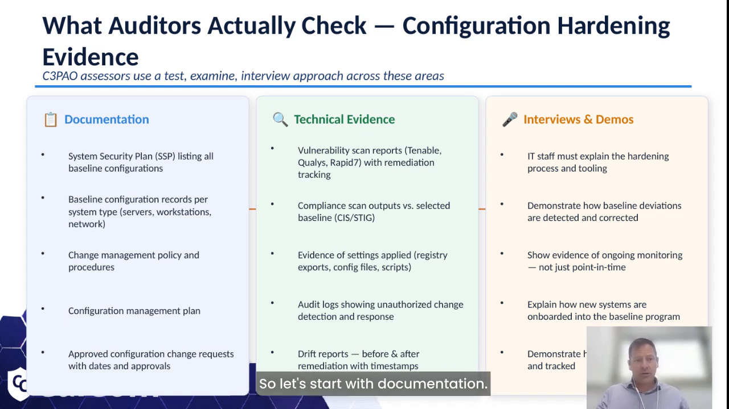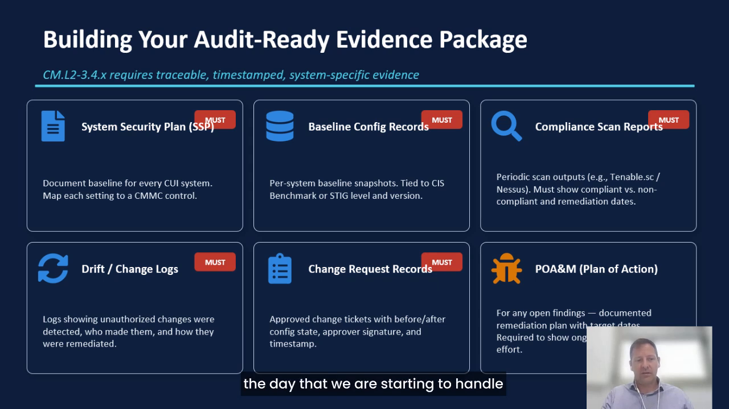So let's start with documentation, and documentation should start from the day that we are starting to handle this topic of secure configurations. The first thing is, of course, to have the full listings of all the baselines. So per operating system, per application, we would like to have a detailed documentation of a baseline. It can be a PDF, it can be a spreadsheet. But it's very important that when our assessor is coming in asking, hey, please let me see your baseline documentation, you have it ready for him.